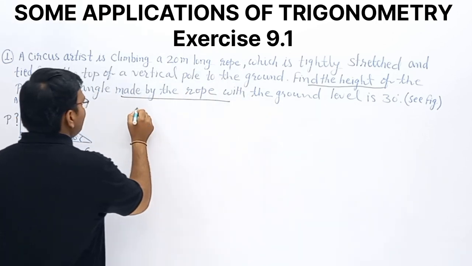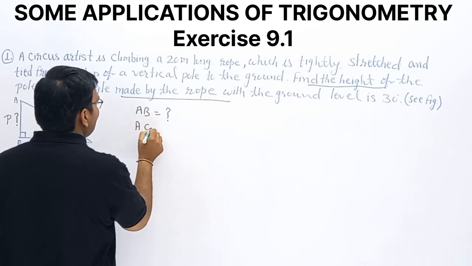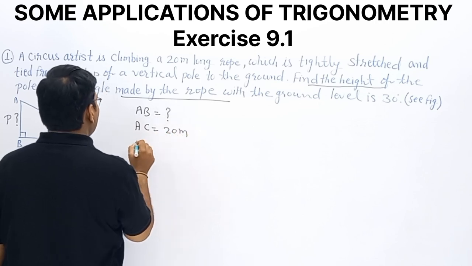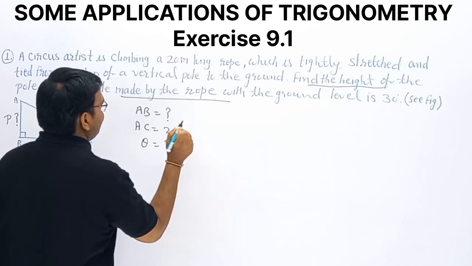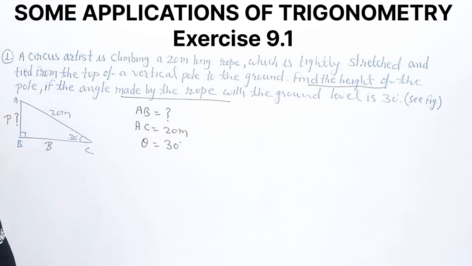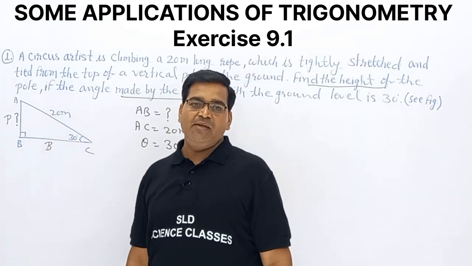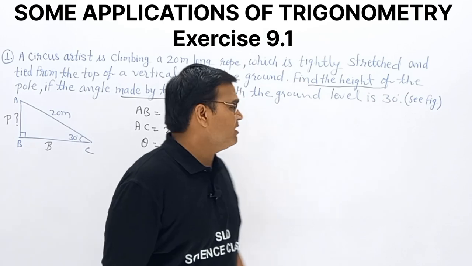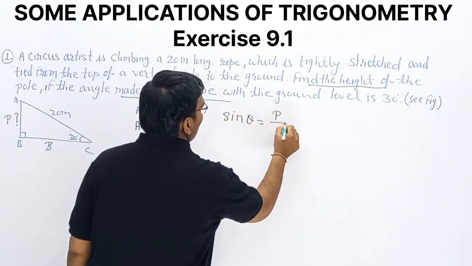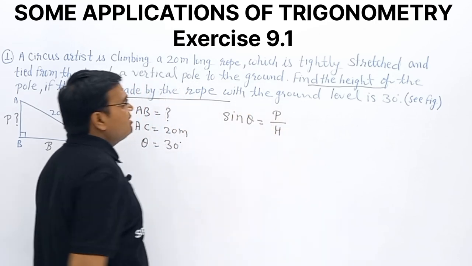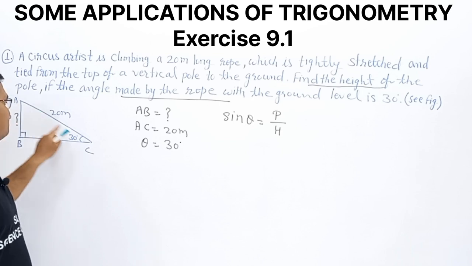Observe, we want the value of AB. We are having AC equal to 20 meter and angle C, theta, equal to 30 degree. So what trigonometric ratio should we use to find the height of this pole AB? We are having one trigonometric ratio, sin theta. Sin theta equal to perpendicular upon hypotenuse. This is the perpendicular, this is the hypotenuse.